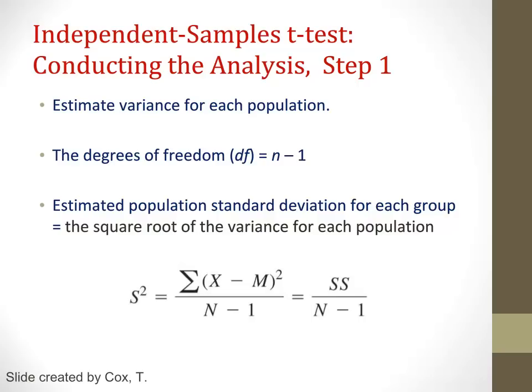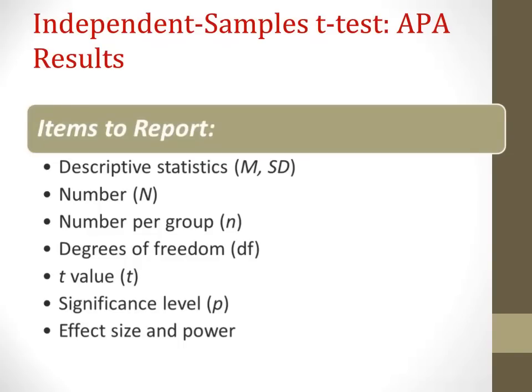And then to find the estimated population standard deviation, you simply take the square root of the variance for each of the populations. Here you will see a list of items that need to be reported in an APA results section for an independent samples t-test.